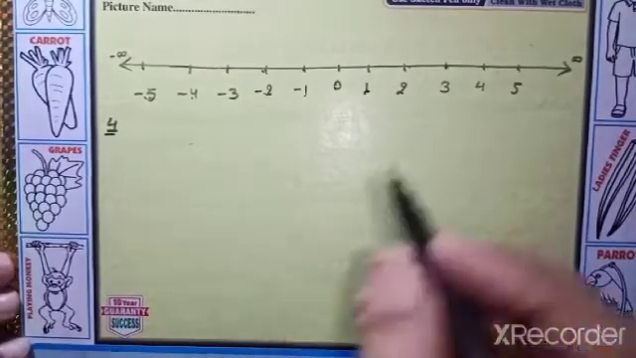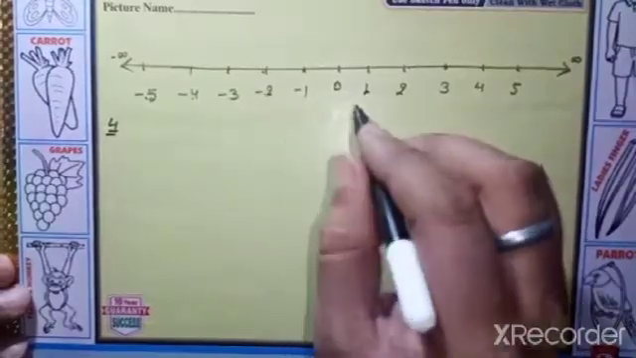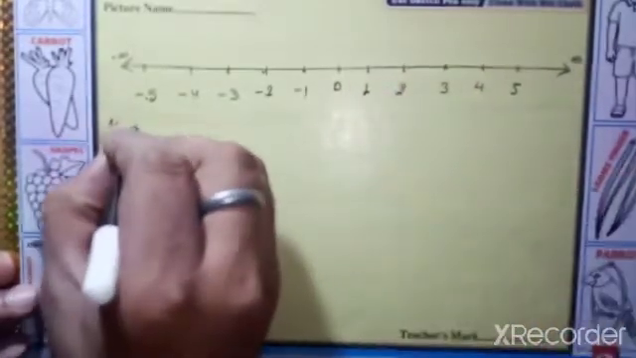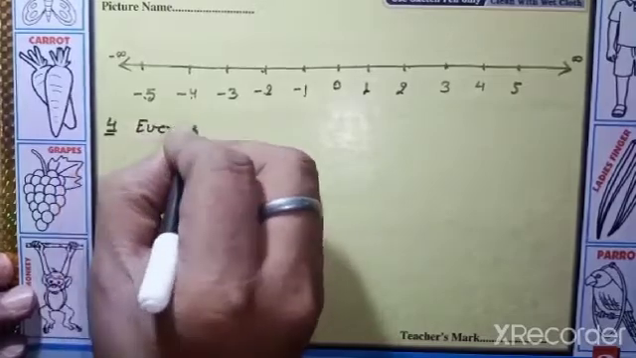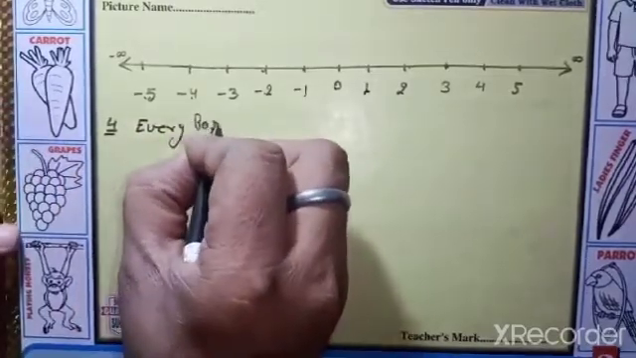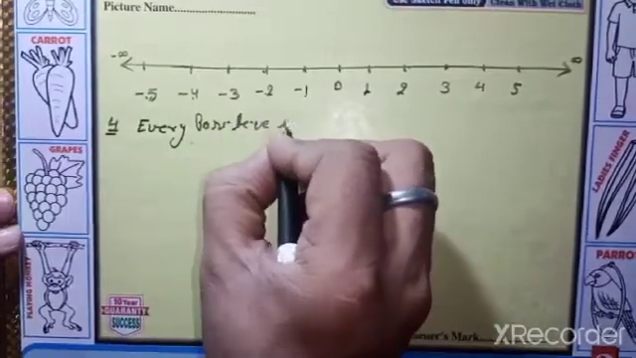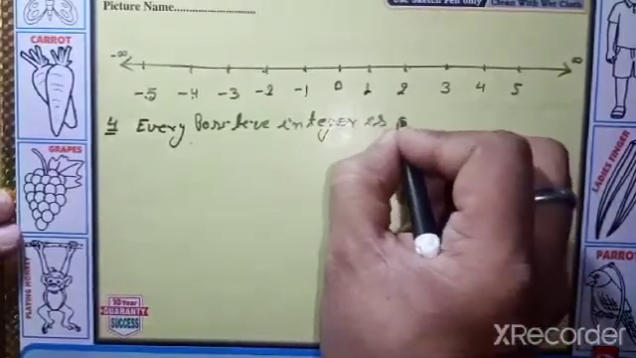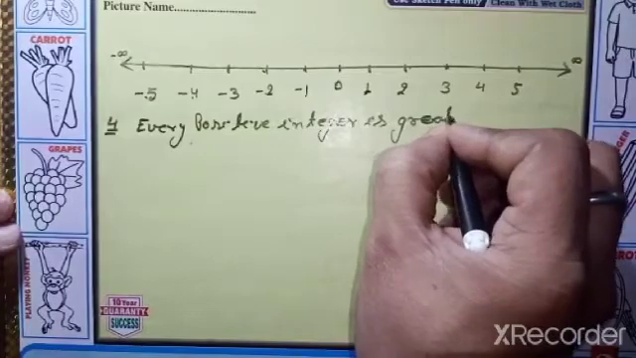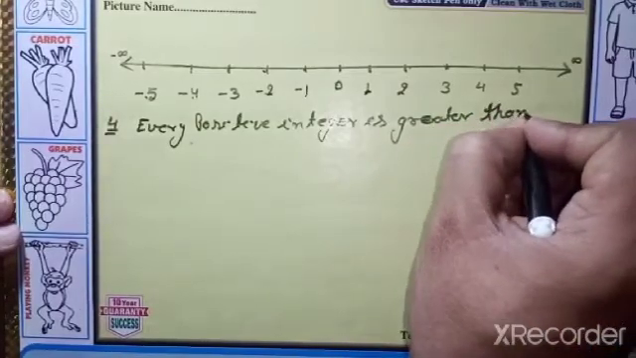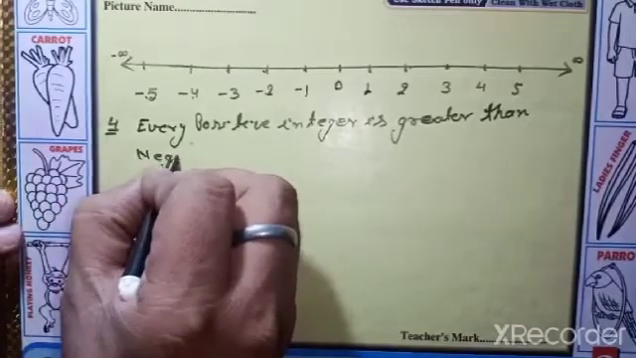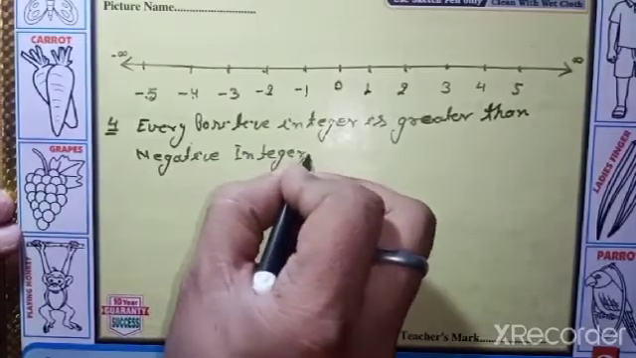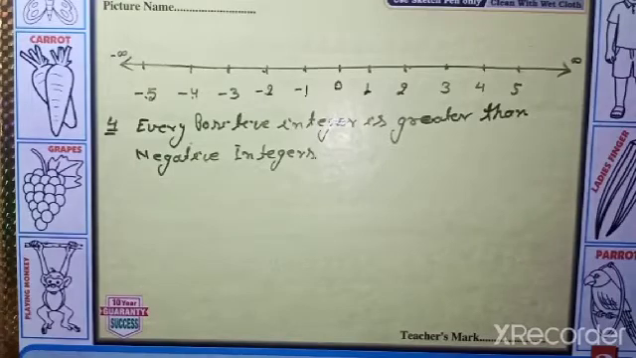Now the fourth property: every positive integer is greater than a negative integer, because every positive integer is on the right side of the negative integers. So every positive integer is greater than a negative integer.